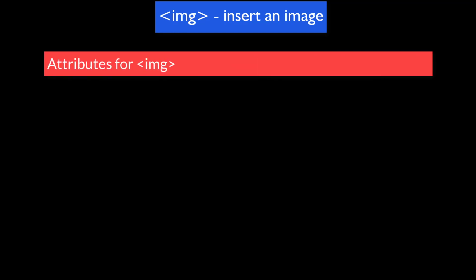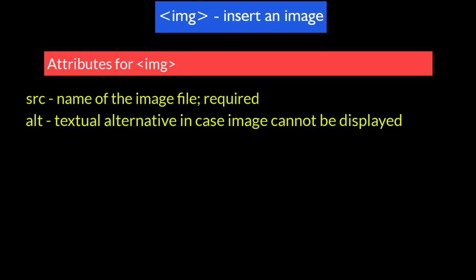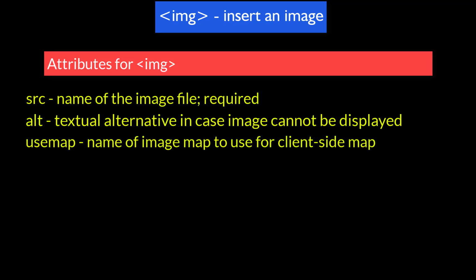The attributes that you can specify are source, that is, the name of the image file to display, and this is required. Alt is a textual alternative in case the image is not displayable. Maybe the image couldn't be found, or it's not a known format, or the user has turned off image display, it's a non-visual user agent, all kinds of reasons. Use map is the name of an image map to use if you're using a client-side map, which we'll talk about later in this video.